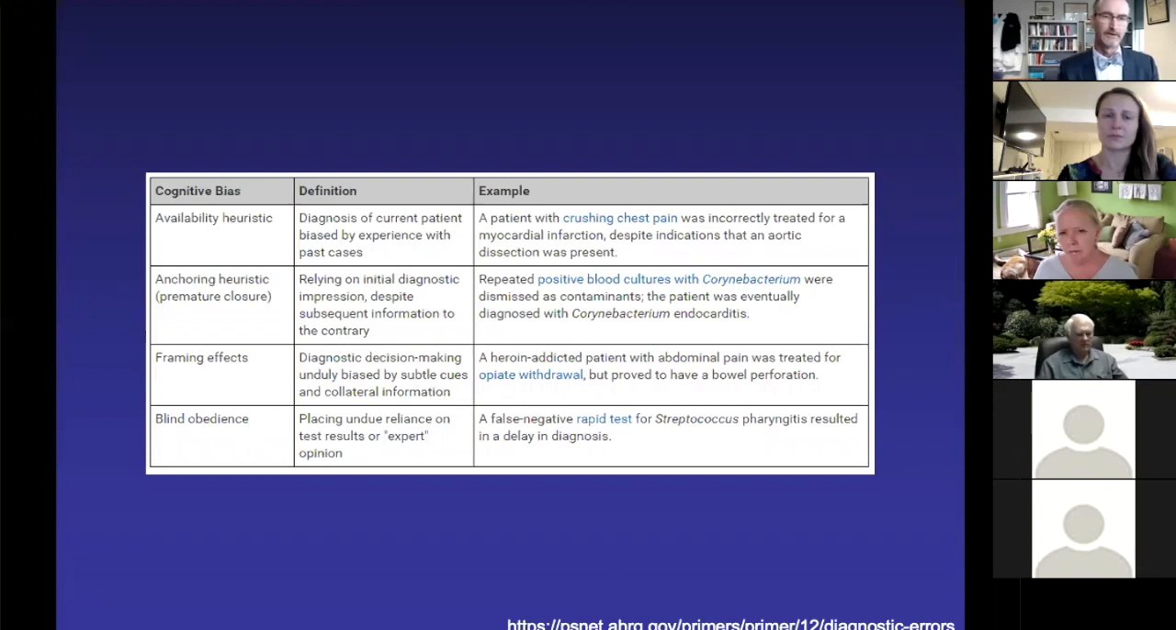So there's one called the availability heuristic, where the diagnosis of the current patient is biased by experience with past cases. Especially recent past cases, clinicians remember those, and they tend to always apply them to the current patient, even though that may not be the right thing to do. There's also an anchoring heuristic where you rely on an initial diagnostic impression despite subsequent information to the contrary. There are framing effects where some subtle cues and collateral information about a patient might influence your decision-making process. And then there's a bias called blind obedience where you put undue reliance on an expert.